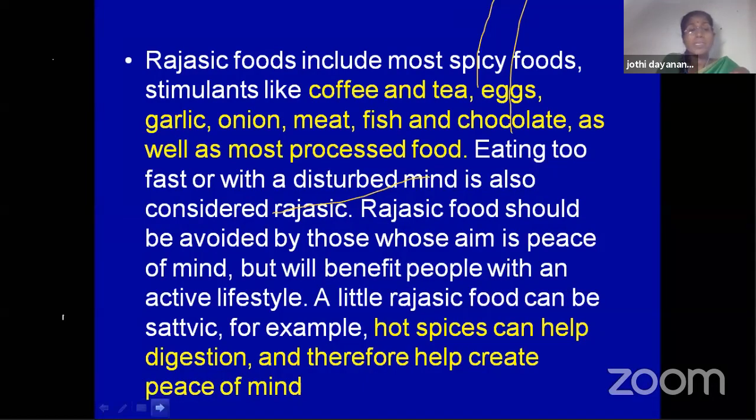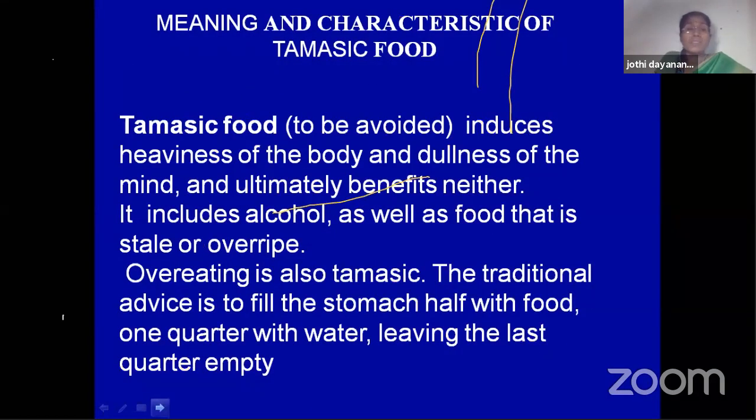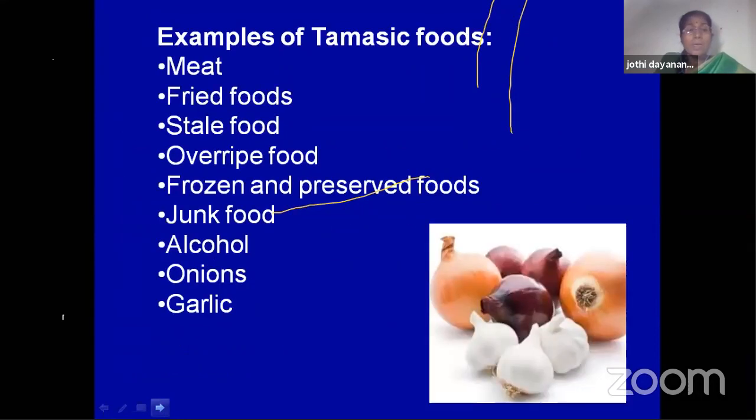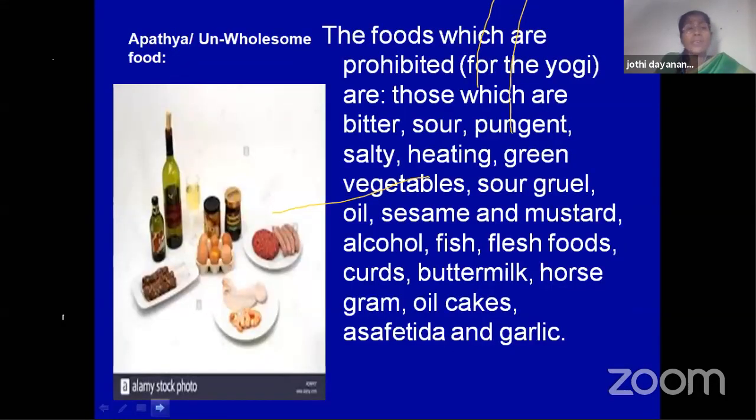Now I'll change to the next slide. So, the meaning and characteristics of Tamasic food: alcohol, onion, garlic has also now been included in that. Any food which is overripe is also that.